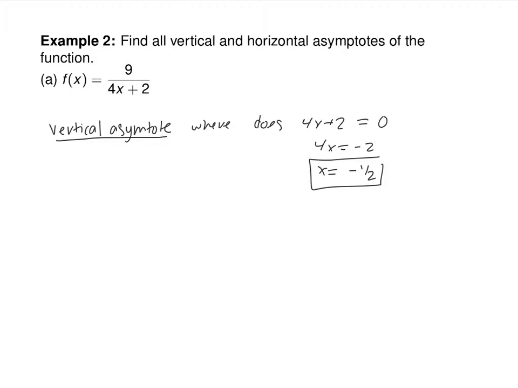And you can think, okay, well that's the number that x cannot be, right? And so that means that the graph will not cross that line. Okay, so that's the vertical asymptote.